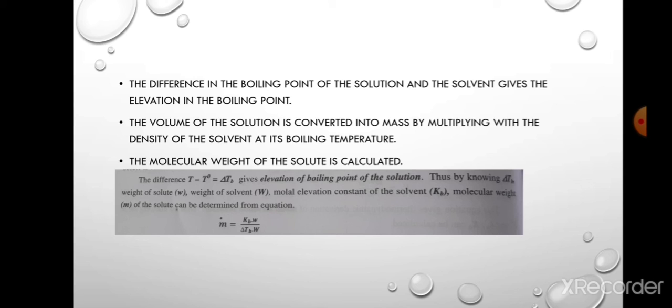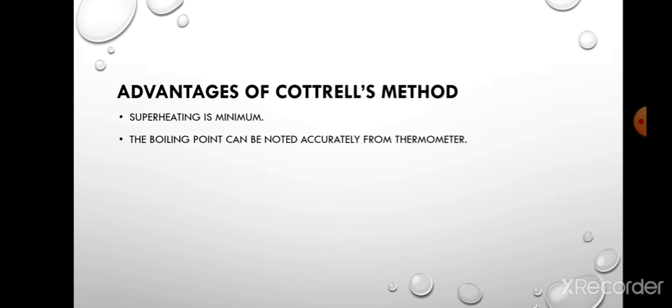The volume of the solution is converted into mass by multiplying with the density of the solvent at its boiling temperature. The molecular weight of the solute is calculated. The difference T minus T0 equals ΔTb gives the elevation of boiling point of the solution.